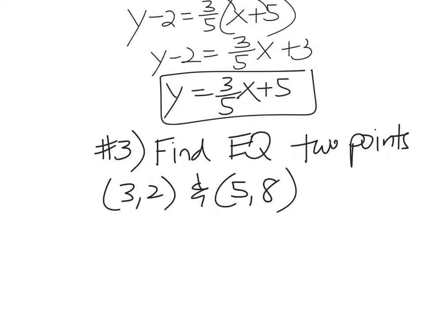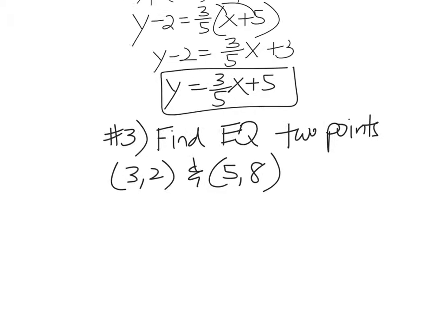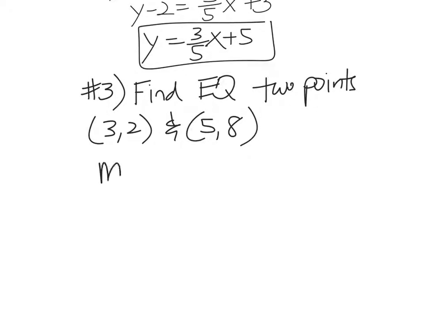All right, so I don't have a point-point formula to use, darn. But I do have a point-slope formula, and if I have 2 points, I know how to find the slope, right? We did that a couple days ago. So let's start off by finding the slope of this line by doing y2 minus y1 over x2 minus x1. Do you remember that? So we're going to go 8 minus 2 over 5 minus 3.